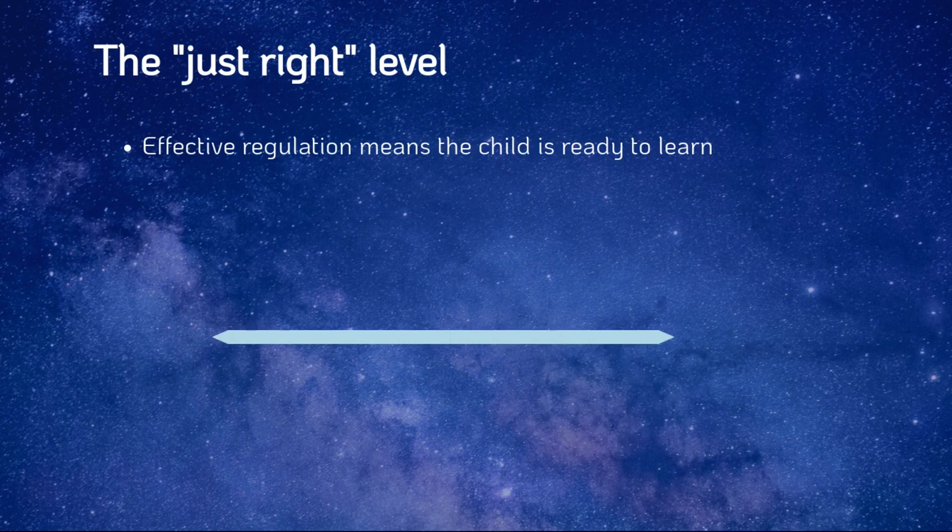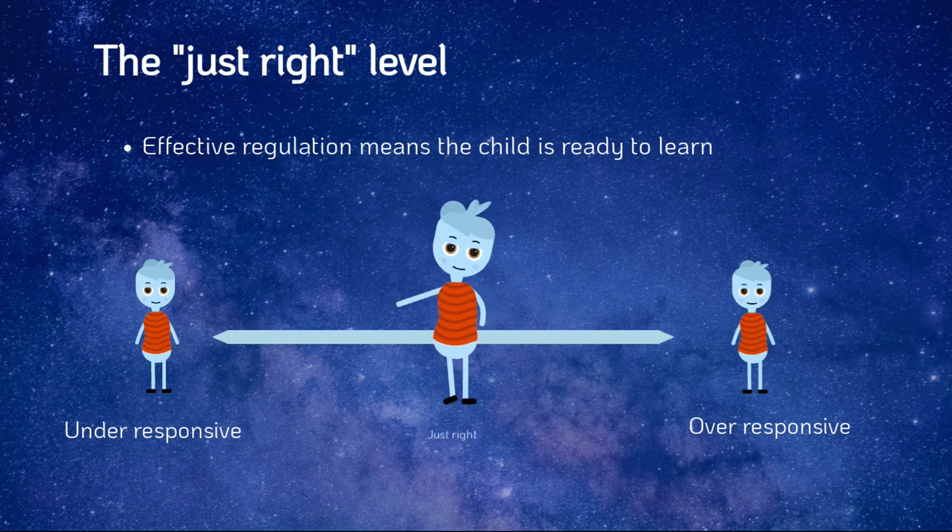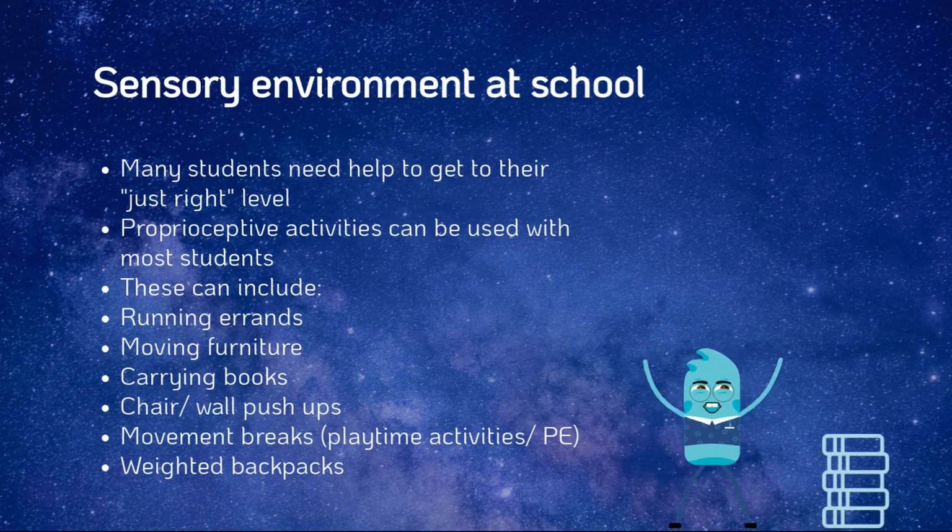When we think about sensory regulation at school, we're always looking for the just right challenge. Effective regulation means that child is ready to learn. So if we think about sensory regulation as a continuum, some children will be under-responsive, some will be over-responsive to sensory stimulus, but in the middle is the just right level, and that's where all the strategies are hoping to get our children to the just right level. Many students need help to get to their just right level.